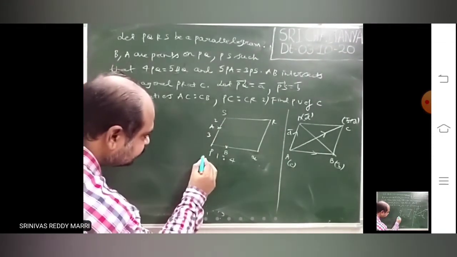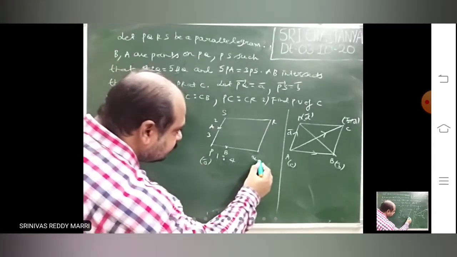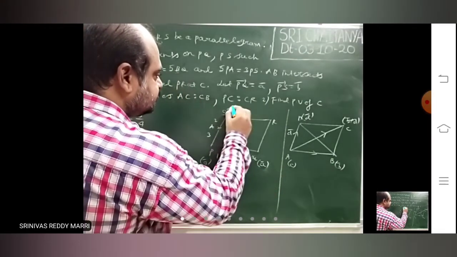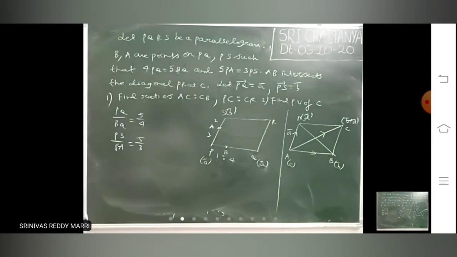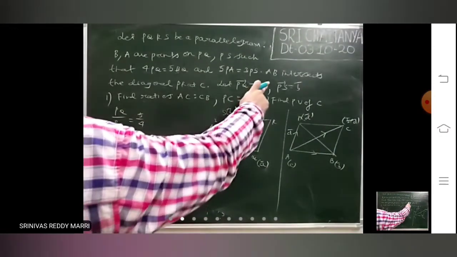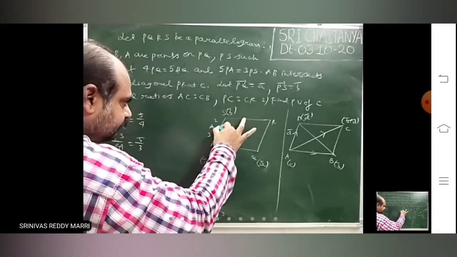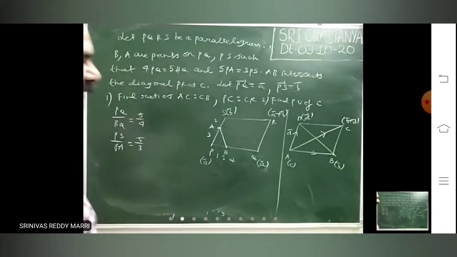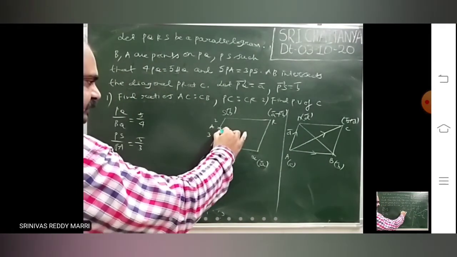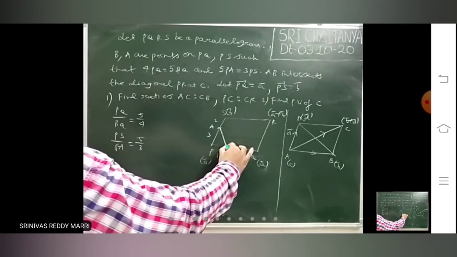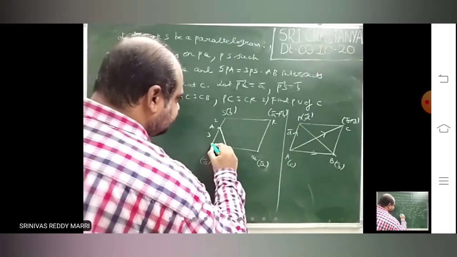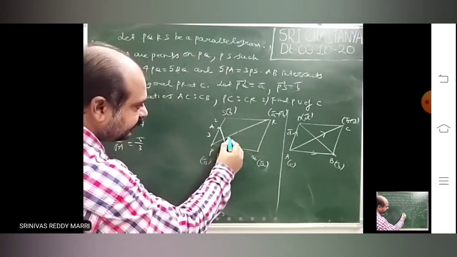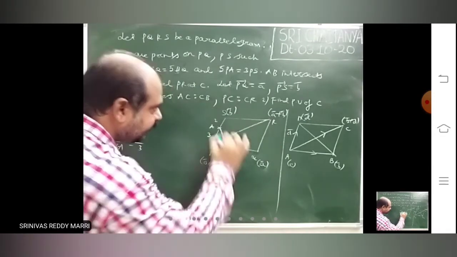Now how we will proceed is we will take this as origin, and let us say this is A bar and this is B bar. No need to take another vector, A bar plus B bar. Now AB is joined. AB intersects the diagonal PR at C. Last problem. Observe carefully, you can easily do. PR at C, he is telling, that means two lines are intersecting.